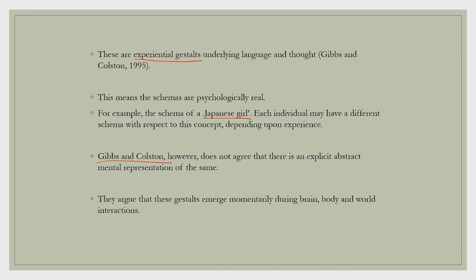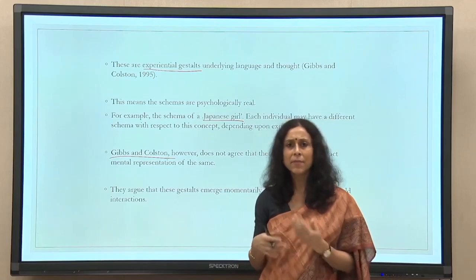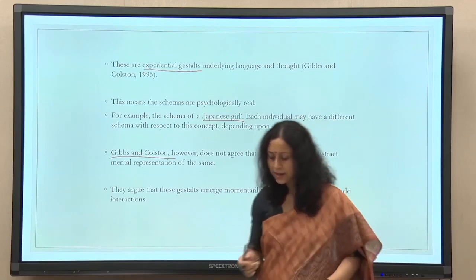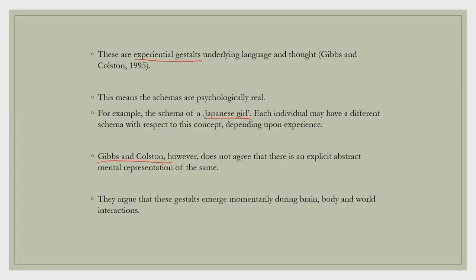However, how these things are represented in the brain, or whether they are represented in the brain at all, or are created on the go, there are many such disagreements. For example, Gibbs and Colston do not really agree that there is an explicit abstract representation of the same. They have highlighted this in many of their papers: of course, there is a schema, but probably it is not a good idea to look for a permanent explicit mental representation of it.